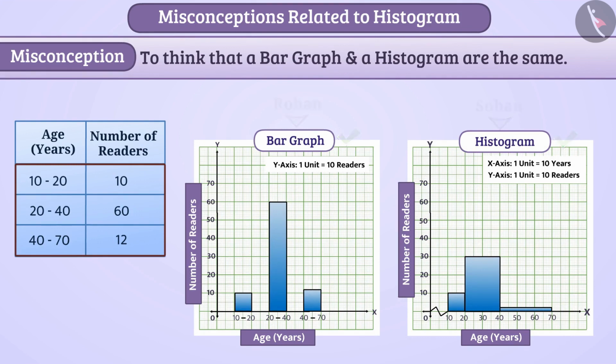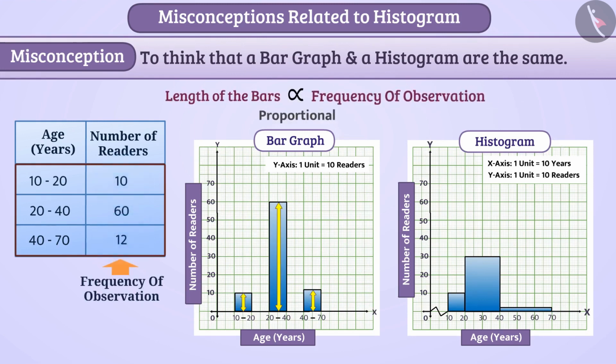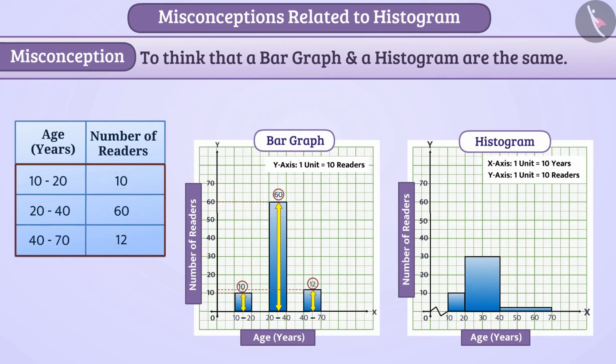For example, in a bar graph, the length of bars is proportional to the frequency of observation. That is, the frequency of observations is represented as the length of bars, whereas the area of rectangles in the histogram is proportional to the frequency of the class intervals. That is, the frequencies are represented as the area of the rectangle and not the length of the rectangle.